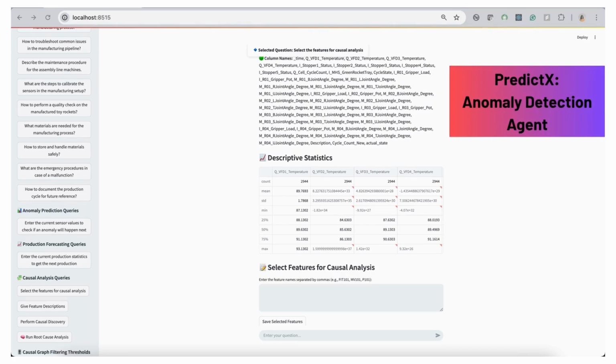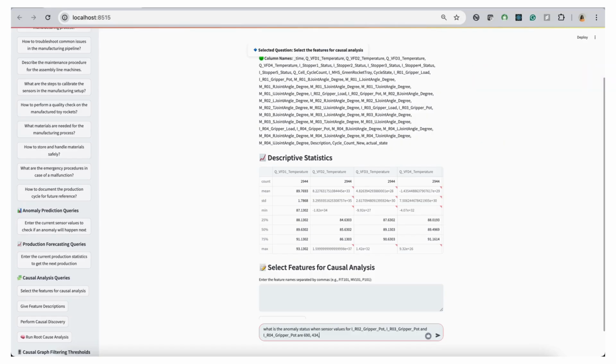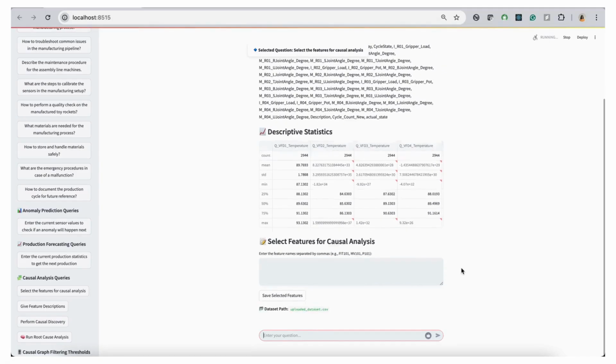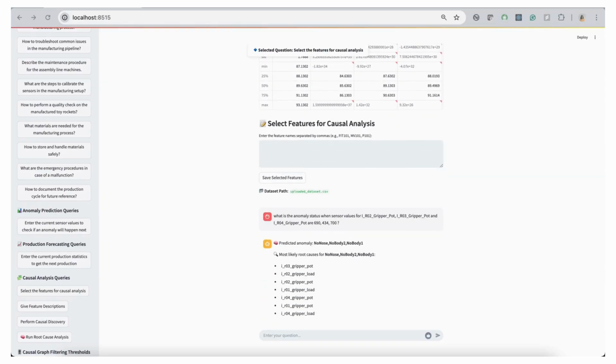Meet PredictX, our anomaly detection agent. Imagine you're a technician noticing unusual gripper readings from robots 2, 3, and 4. You feed in the sensor values 690, 434, and 700. PredictX immediately tells you the anomaly status and flags any potential defects.